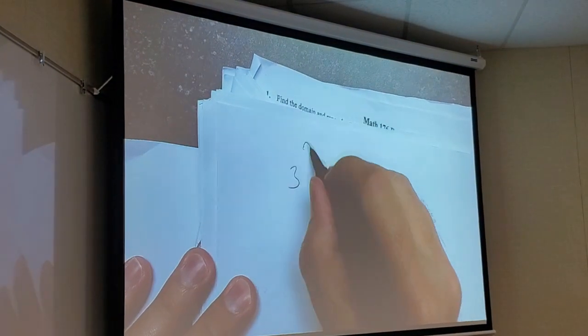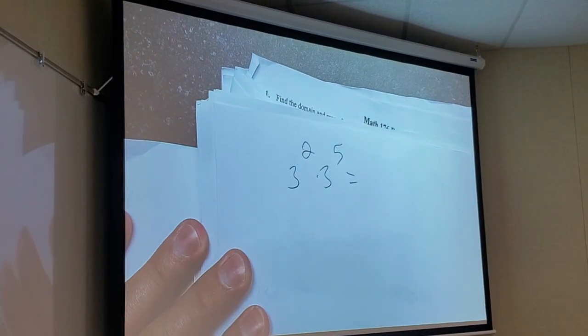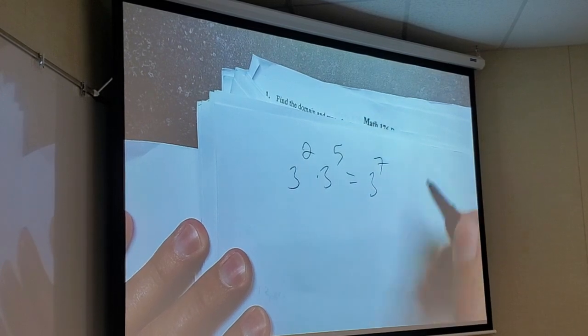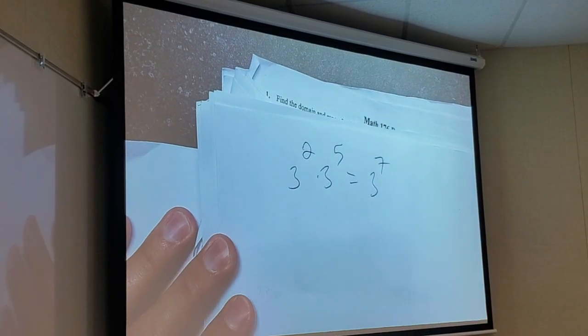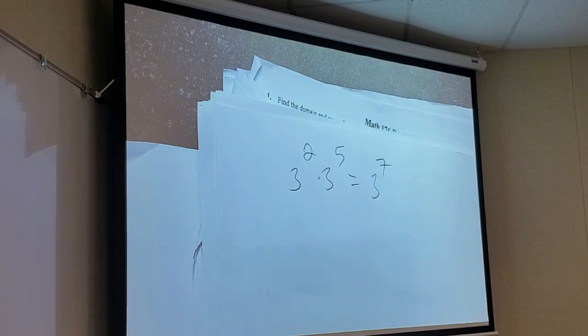Do you guys agree with me? What's 3 squared times 3 to the 5th? 3 to the 7th, right? Why does that make sense? Why is it not 9 to the 7th? Isn't 3 times 3 9? What are you people doing? You're adding the exponents. They have the same base.